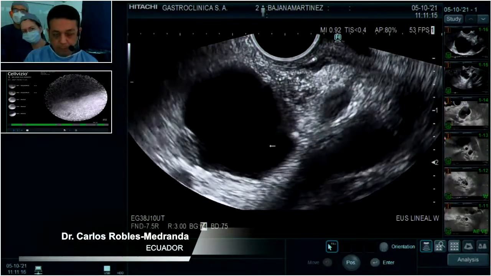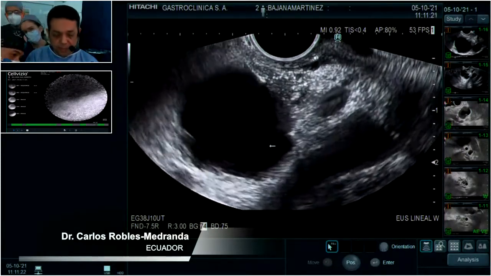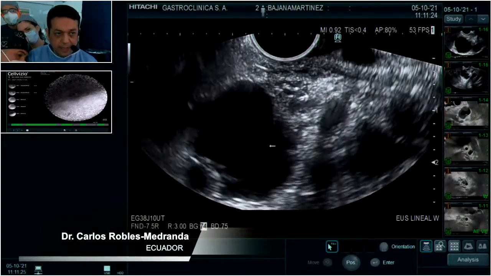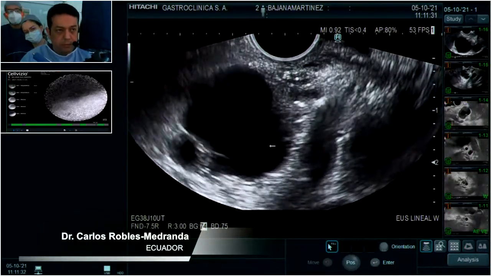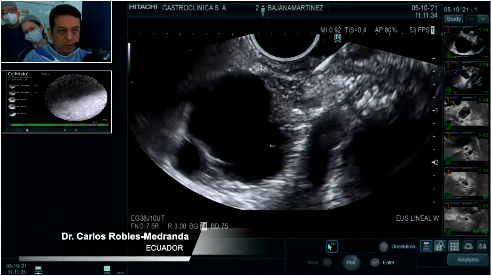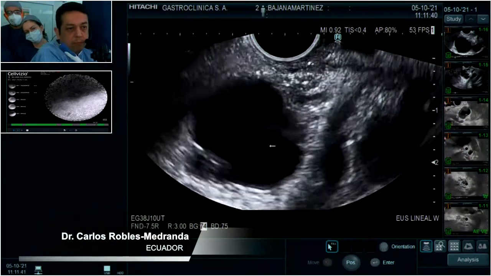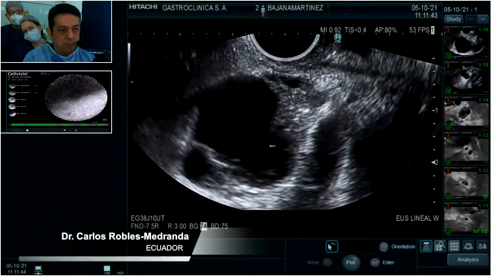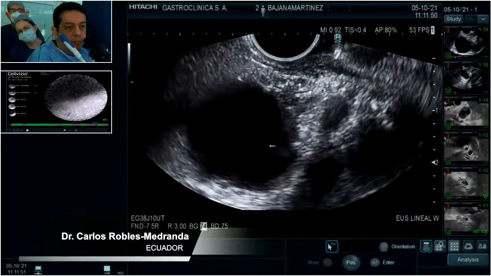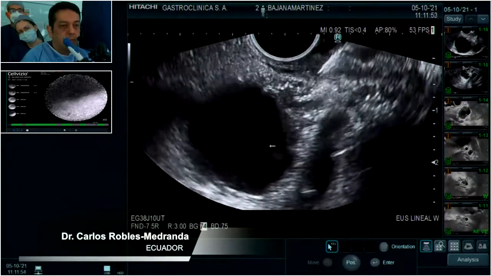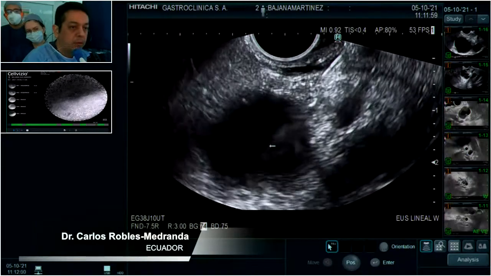So now I use preloaded my Moray biopsy forceps because it's easier to pass than staying with the needle inside. So now I am inside. You see?